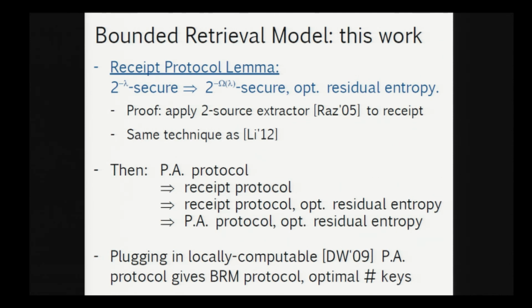Any privacy amplification protocol is immediately a receipt protocol. And then we can get an improved receipt protocol with optimal entropy loss. And then we can turn it back into a privacy amplification protocol with optimal entropy loss. And if you plug in the locally computable PA protocol of Dodis and Wichs, then what you get out is a protocol that works in the bounded retrieval model. So it's locally computable, and it has optimal entropy loss. So we can extract the optimal number of keys.